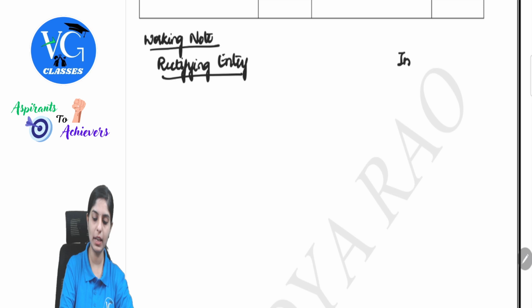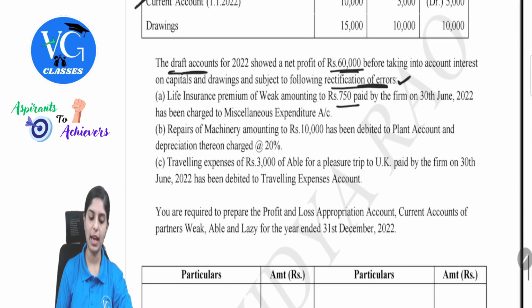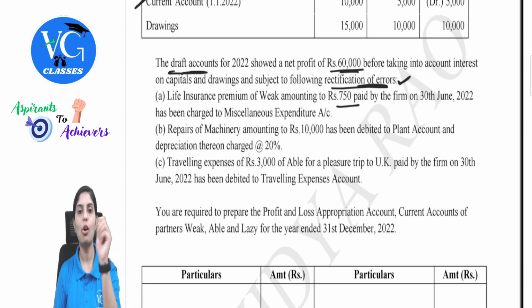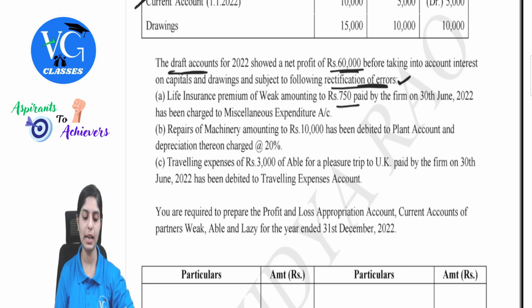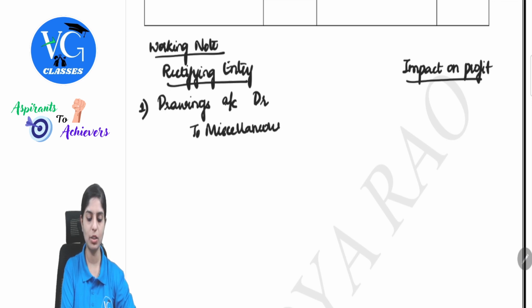Likewise, we can also consider the impact on profit because they have mentioned this is as per draft. So first, there is a personal expense which has been charged to miscellaneous expenditure. We need to reverse this. What should have been the rectification entry? Drawings of Weak debit to miscellaneous expenditure. This is the rectifying entry. I'm directly telling you the rectifying entry. Drawings, because this is in the nature of life insurance premium, a personal expense, drawings account debit to miscellaneous expenditure account.